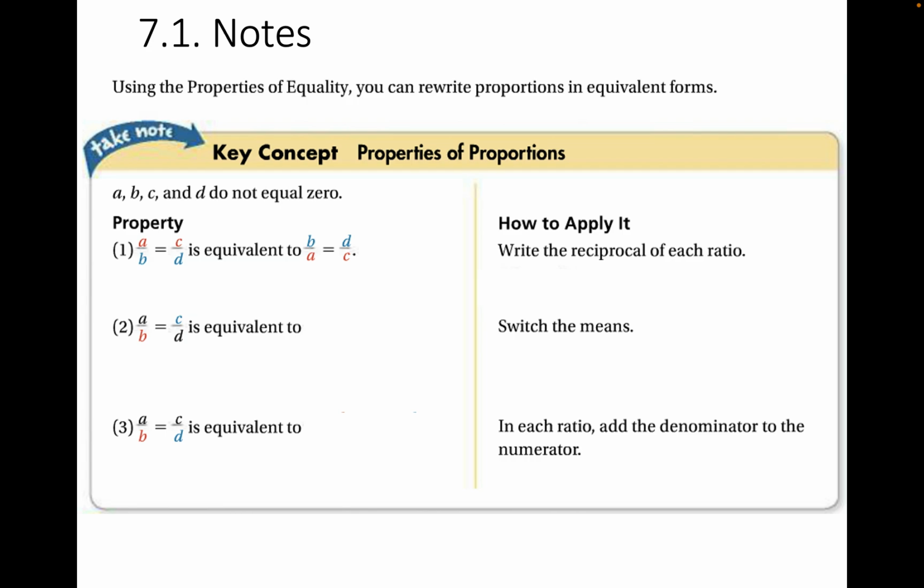So I can see that if the red ones over the blue ones, if A over B equals C over D, then the blue ones over the red ones are also proportionate. B over A equals D over C. Let me show you an example using actual numbers here.